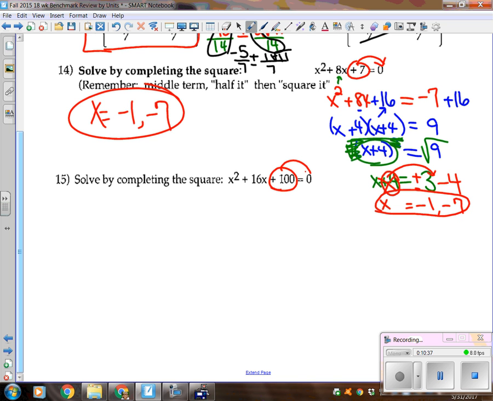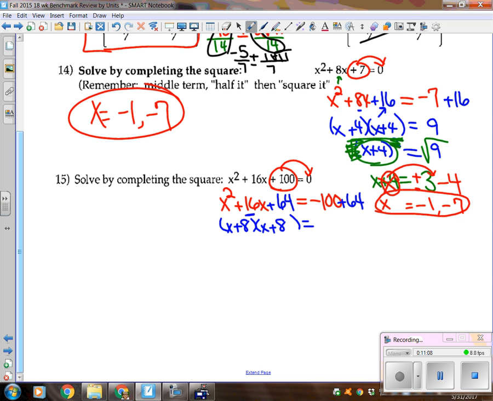I'm going to move 100 over there. X squared plus 16x. When I move 100 over there, it turns out to be negative 100. Now, I'm going to look at the middle number. We're going to half it, then square it. Half of 16 is 8. 8 squared is 64, so I'm going to add 64. You add 64 to one side of an equation, you're going to have to add 64 to the other side of the equation. This should factor into two parentheses just alike, x plus 8 and x plus 8.